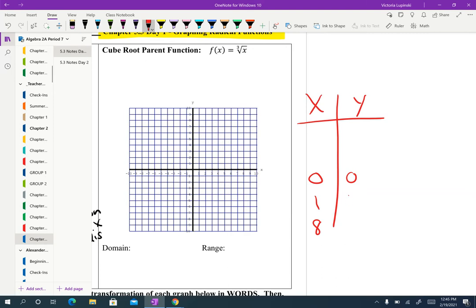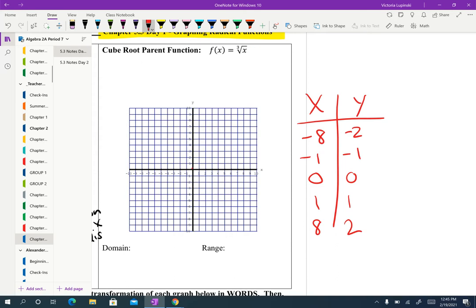The cube root of 1 is 1. The cube root of 8 is 2. Again, in the previous problem, the square root, you were not allowed to take the square root of a negative, but you are allowed to take the cube root of a negative. So why not choose those same perfect cubes, but the negative versions? So the cube root of negative 8 is negative 2. The cube root of negative 1 is negative 1.